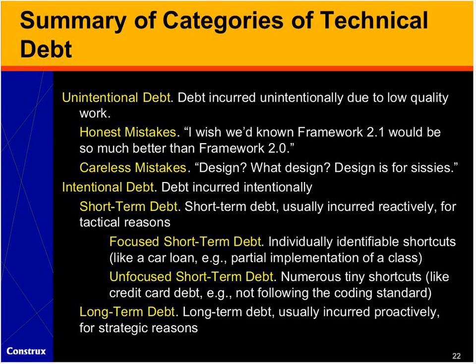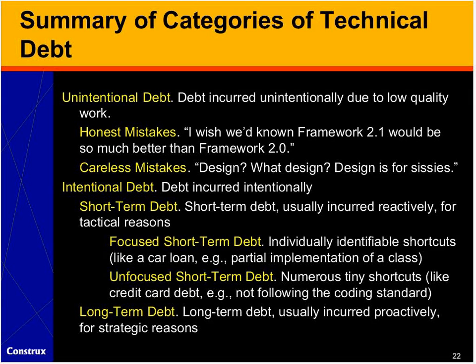We have unintentional debt, and that's the debt that we incur due to low-quality work. And this really can be divided into two kinds. Honest mistakes, such as, I wish we'd known Framework 2.1 would be so much better than Framework 2.0. Oh, you didn't know. There was no way that you could have known. It's an honest mistake. It doesn't change the fact that you actually incur some debt because of developing on that lesser framework. But then there are also careless mistakes, like design.